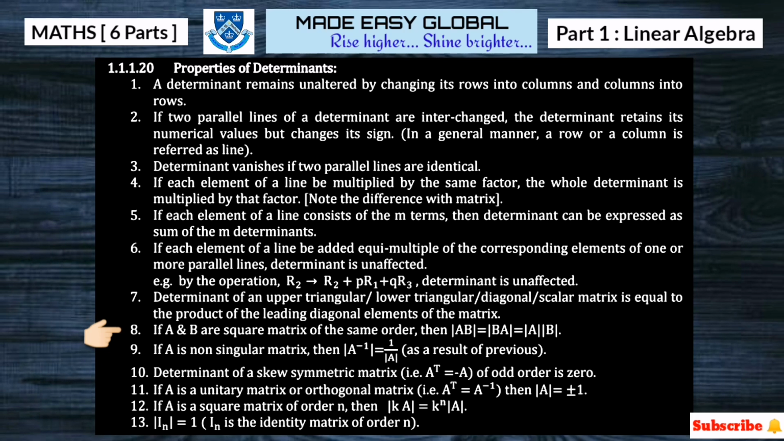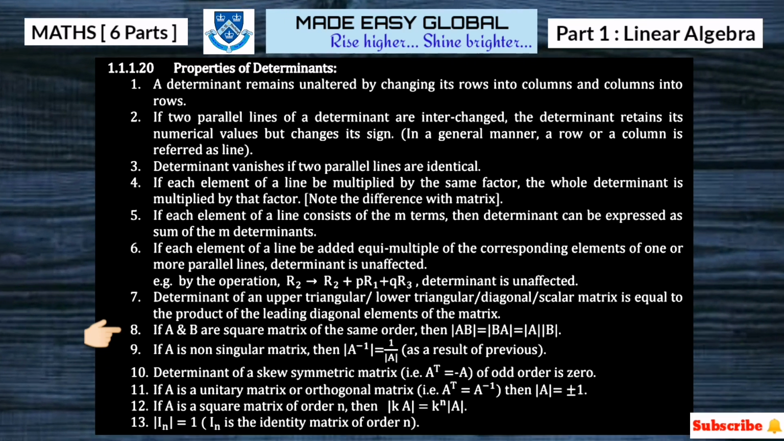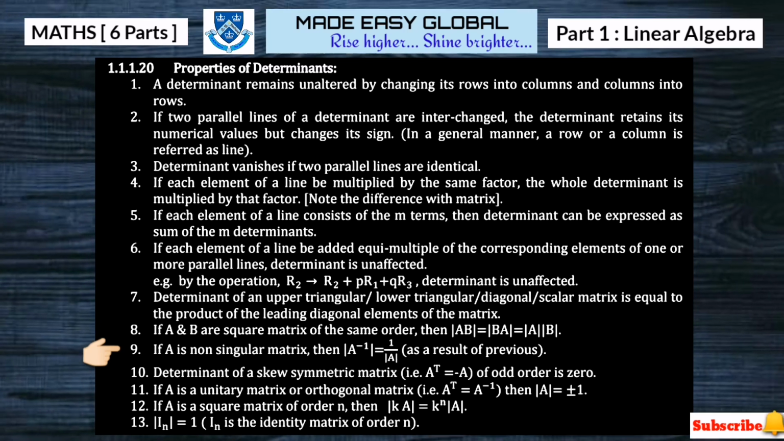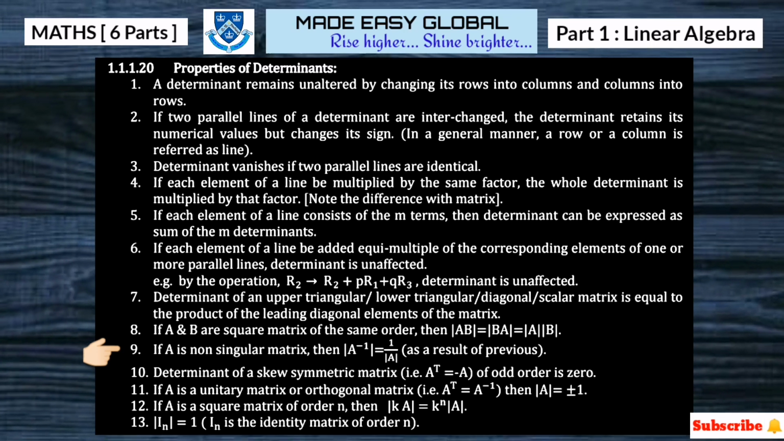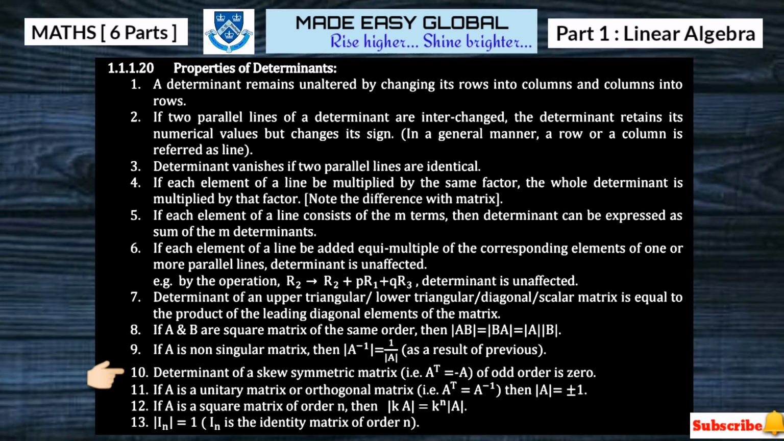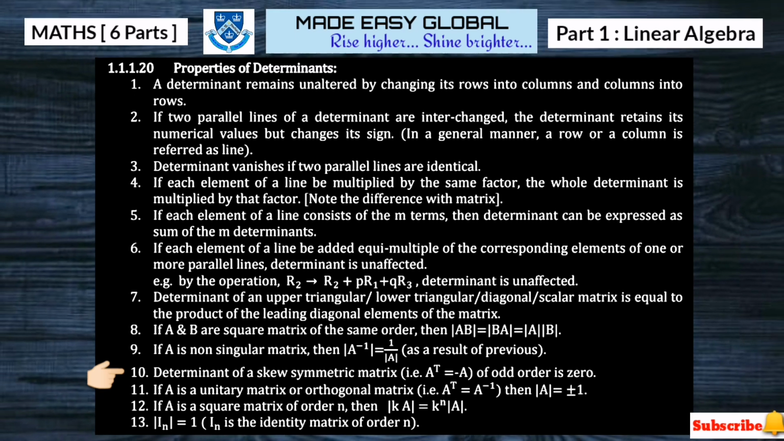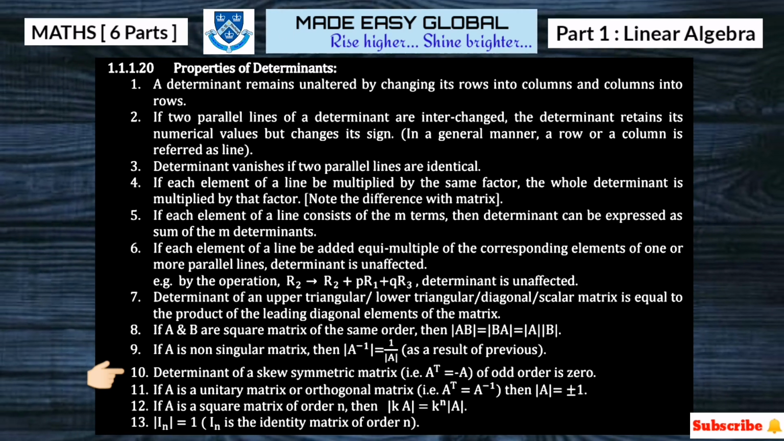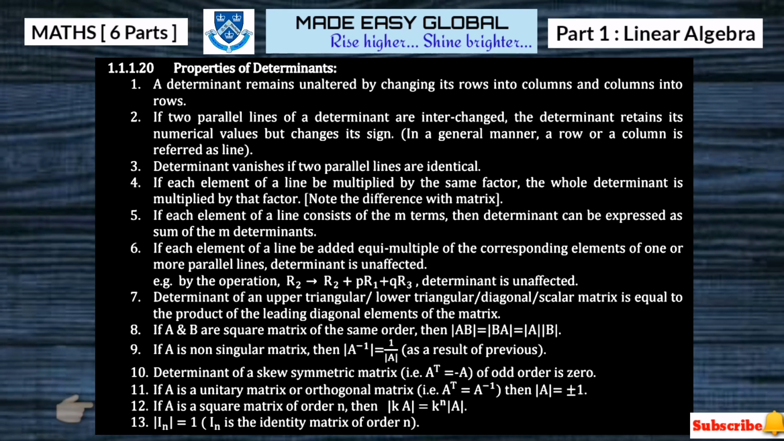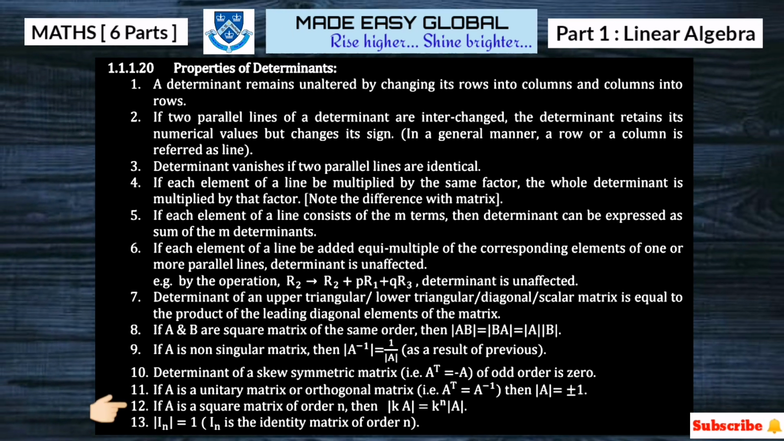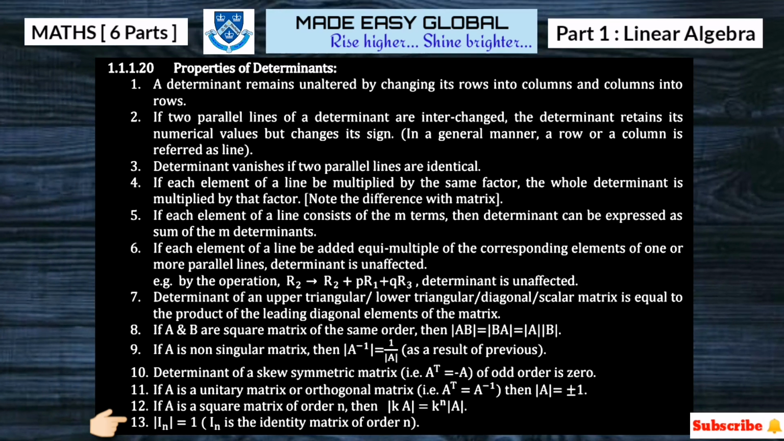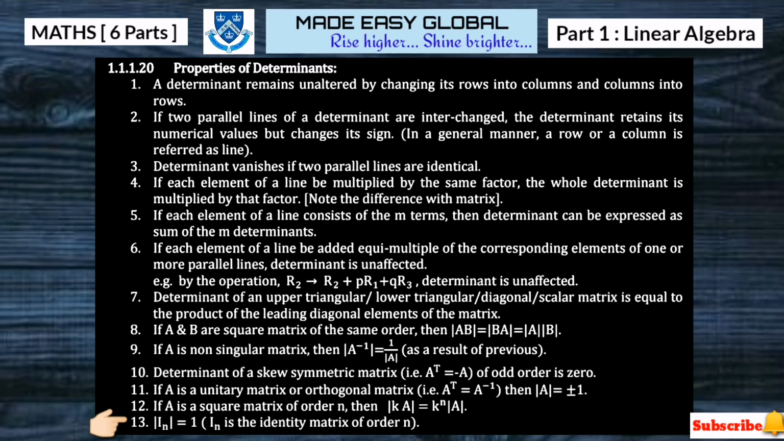Then if A and B are square matrices of the same order, then determinant of A into B is equal to determinant of B into A, which is equal to det of A into det of B. The ninth one is, if A is a non-singular matrix, then A inverse is equal to 1 upon determinant of A. Then the determinant of a skew symmetric matrix, for example, A transpose is equal to minus A, for the odd order, the determinant is 0. Then if A is a unitary matrix or orthogonal matrix, then determinant of A is equal to plus or minus 1. Then if A is a square matrix of order n, then det of k into A is equal to k raised to n into determinant of A. Then the last one is determinant of I of n is equal to 1, where I of n is the identity matrix of order n.